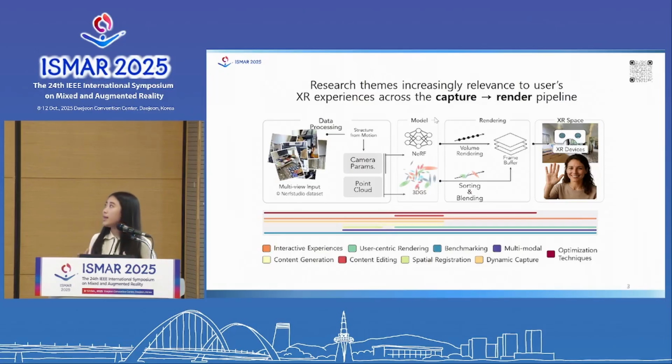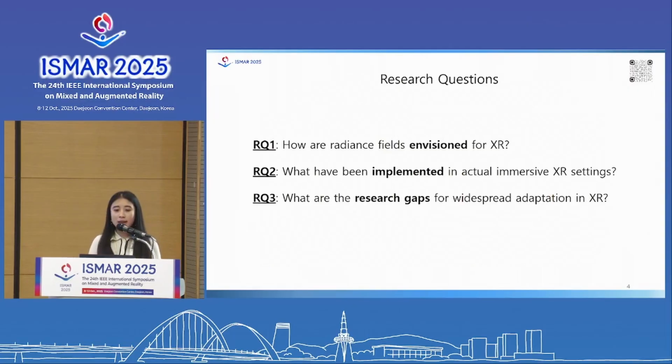In this survey, we identify 9 key themes that are relevant to making radiance fields work in interactive XR experiences. Those 9 key themes, ranging from optimization techniques to scene content editing to finally interactive experience, are increasingly relevant to the actual interactive user experience in XR, from the data processing pipeline to the actual model obtaining and training to the actual rendering, and finally to the interactive XR space. In this research, we try to answer 3 key research questions.